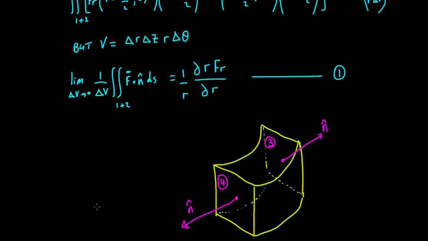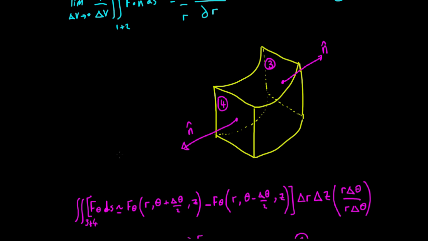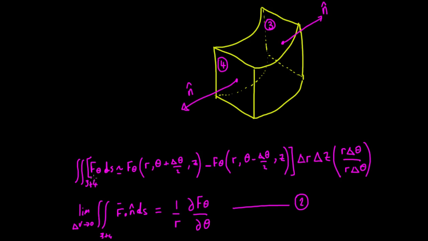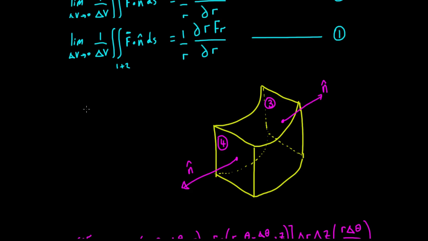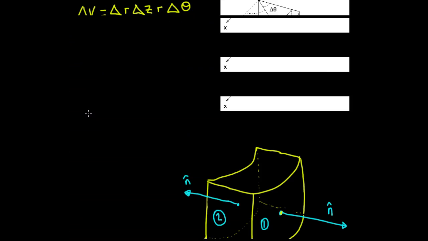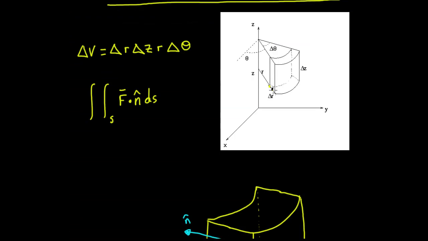Now we're interested also in faces 3 and 4, and we'll go through a similar process with faces 3 and 4. We'll notice that now we're not interested in the variation with respect to r, we're interested in the variation with respect to our angle theta. So if we come back up here, you'll see we're interested in this face here and the other face at the other end here. So what's going to be varying here is our angle theta.